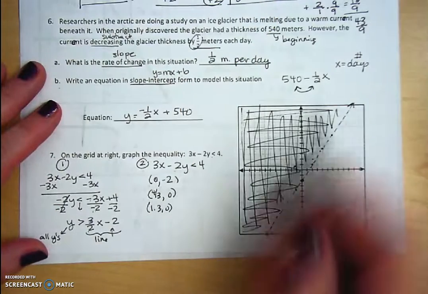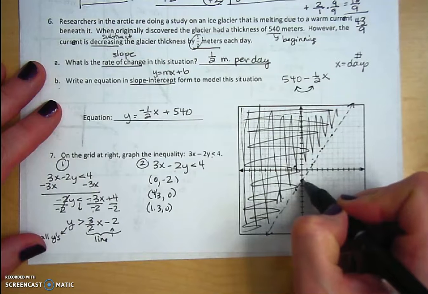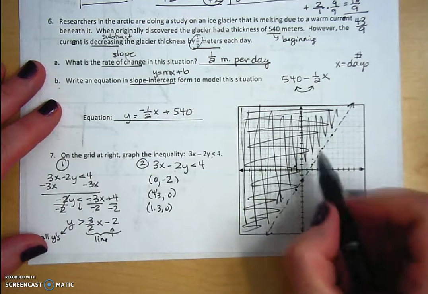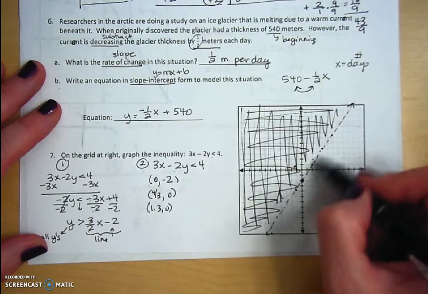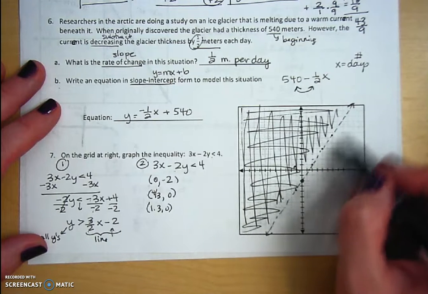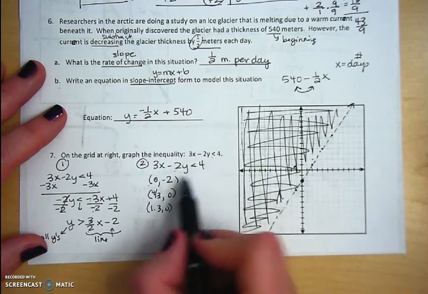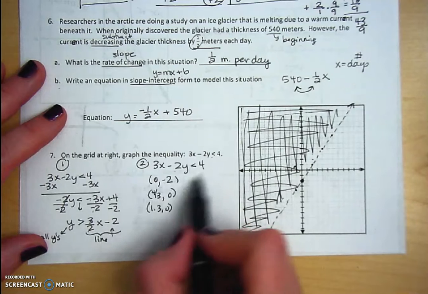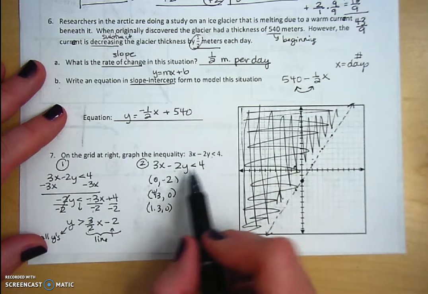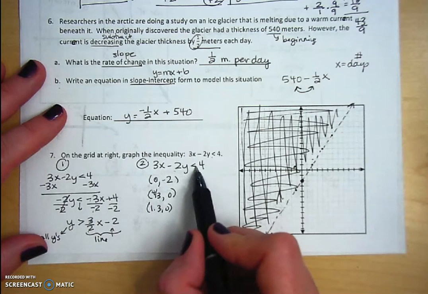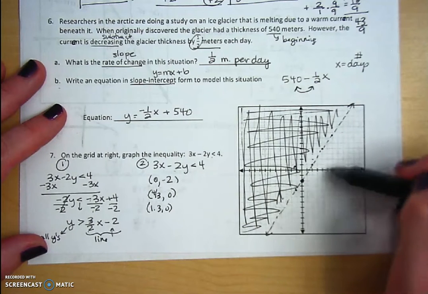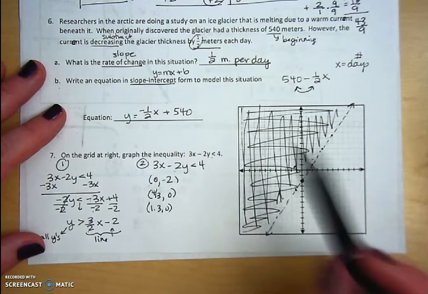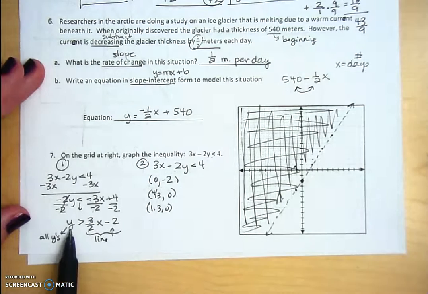So if I were to do that, I'd have 0, -2, which is here, which I actually already have. And then 1.3, well, basically that's right here. So it's still the same line. Cross it, it's dashed. Now here's the thing, if you're using this method, you can't say, oh, look, y is less than, because if you did that, you'd be thinking you're going to shade below, right? You can only do the y greater than or less than when you've already solved for y.